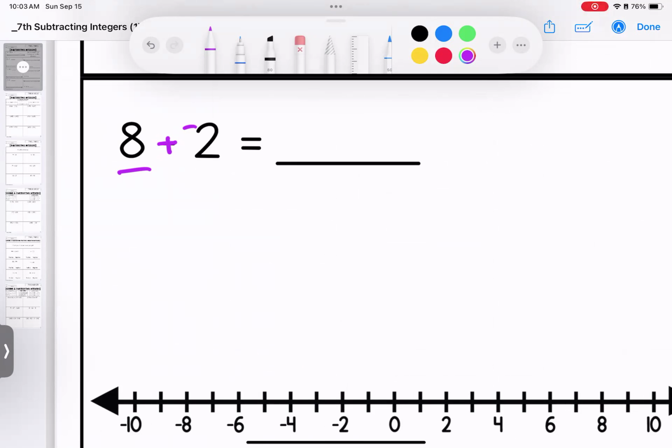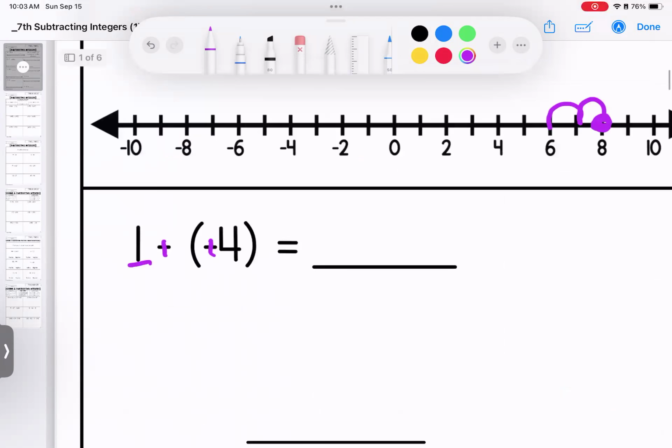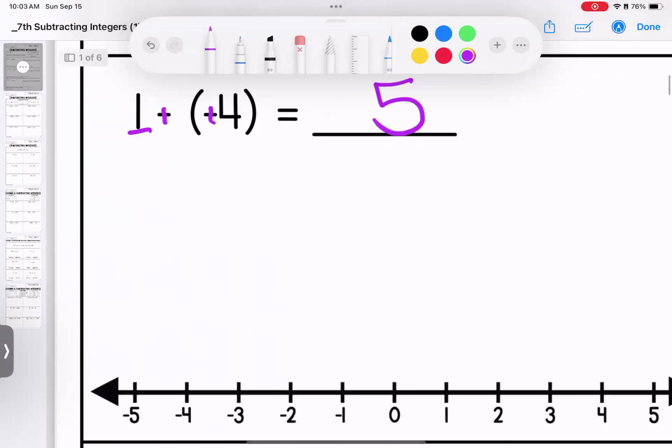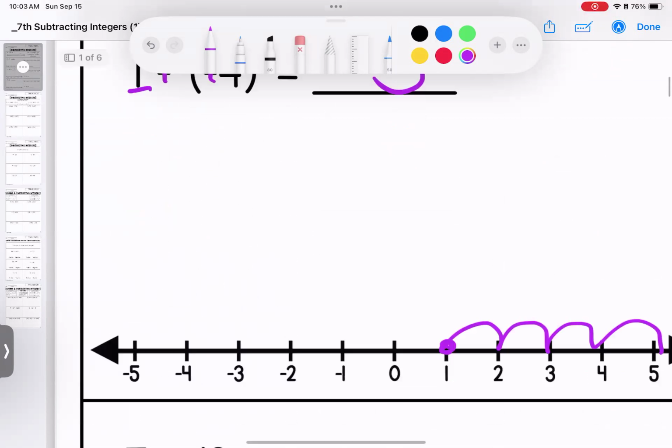So one thing that you can do is you can come down to this number line and you can look at where you're starting, which is 8. And if we were to subtract 2, subtraction of a positive number means that we move to the left. 8 minus 2 is 6. That 6 is positive because the larger number is positive. Down here, 1 plus 4 is 5, and the number line tells me so. If I come here and I move up 4, 1, 2, 3, 4, I end up in that same space.